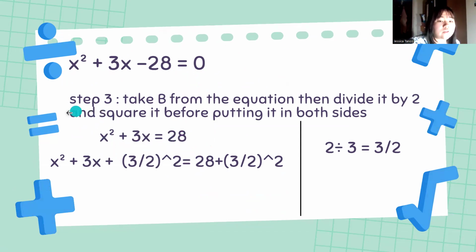So let us continue. Step 3. Take the b from the equation, then divide it by 2, then square it before putting it on both sides. This might be a little bit confusing, but it's actually pretty simple. You see here 3, you divide it by 2, then you square it. So basically 3 divided by 2 is equal to 3 over 2. I'm sorry, I accidentally switched it at first.